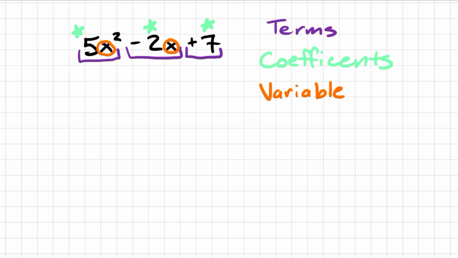Now we also have this thing called a constant, okay? The constant is the part of the term that has no variable on it. Okay, so in this case, it would be positive 7, because that is the term that has no variable.